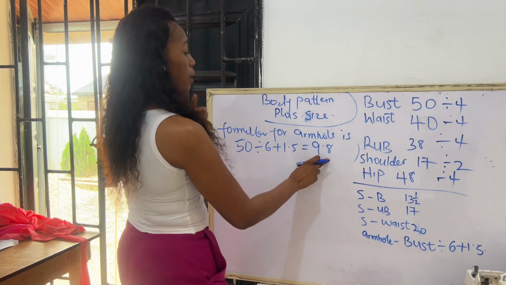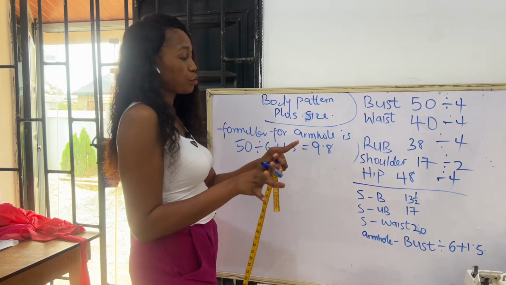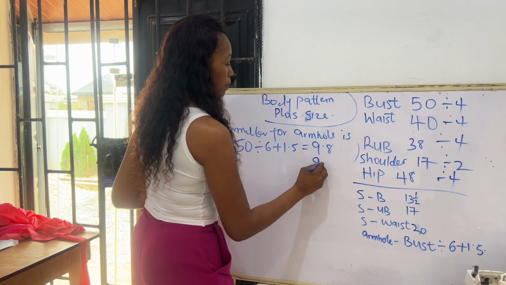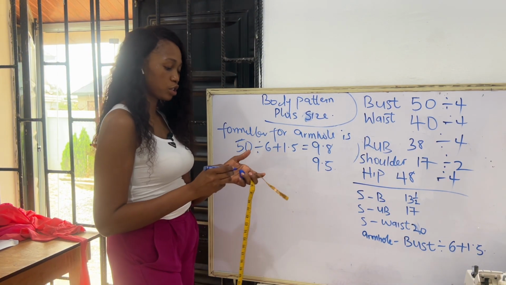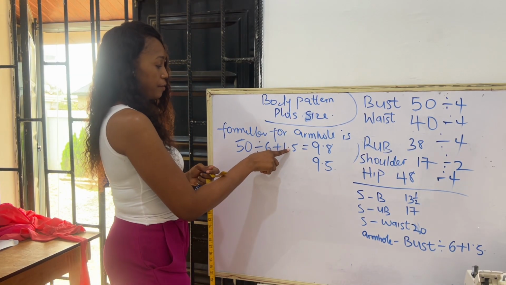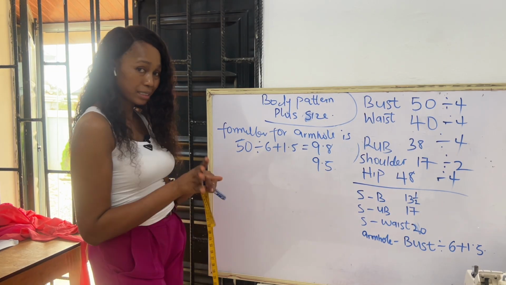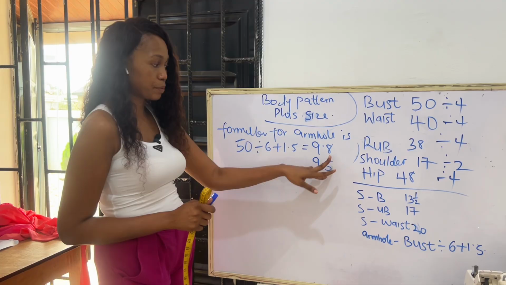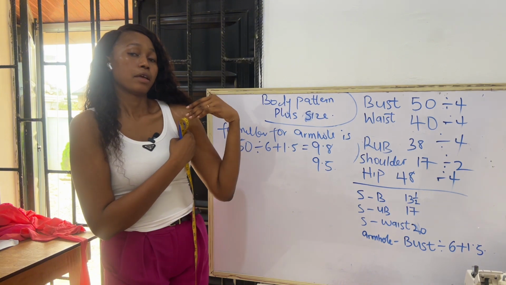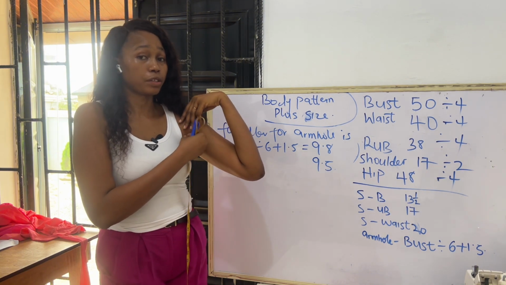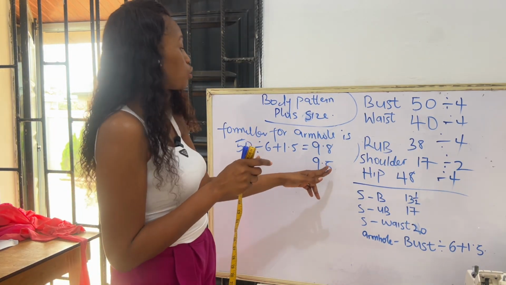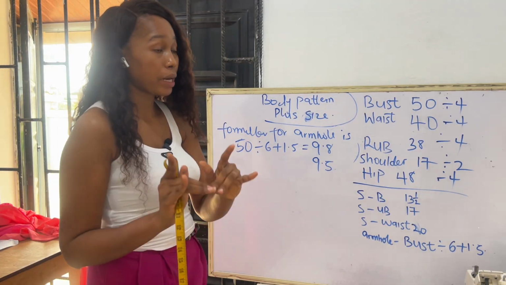You actually have what we call 9.8. But to be on the safer side, instead of using this 9.8, you can also use 9.5, because you don't want that area to be open. Some people remove this 5, that is 50 divided by 6 plus 1, whichever one works for you. But instead of using 9.8 or 10, when you use 10, it is possible for the armhole area to be very visible, which will not be good on your client. So you can reduce it to 9.5, which will work perfectly for your client.